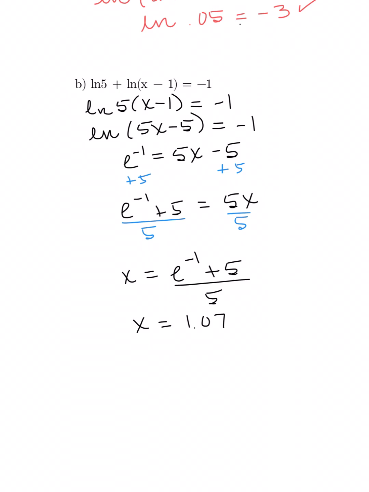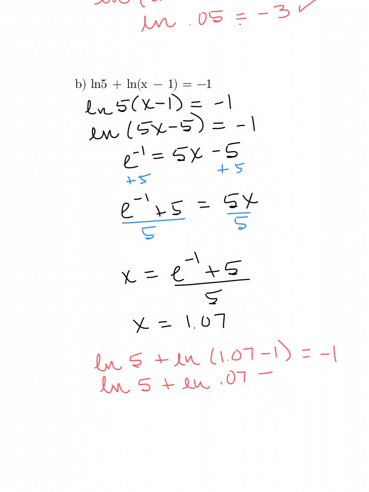To do the check, go back to the original and you would have the natural log of 5 plus the natural log of 1.07 minus 1 equals -1. This becomes the natural log of 5 plus the natural log of 0.07 equals -1. If you do that on your calculator, you will find that this is correct.